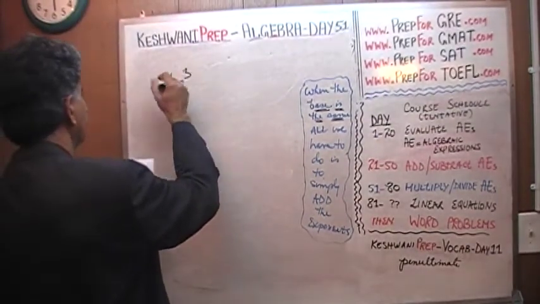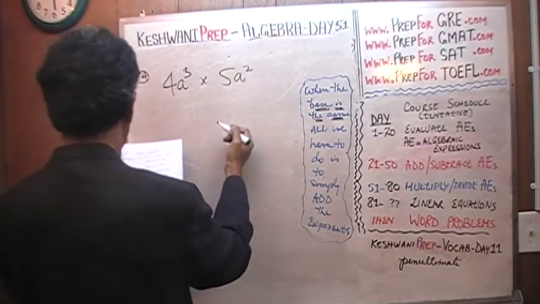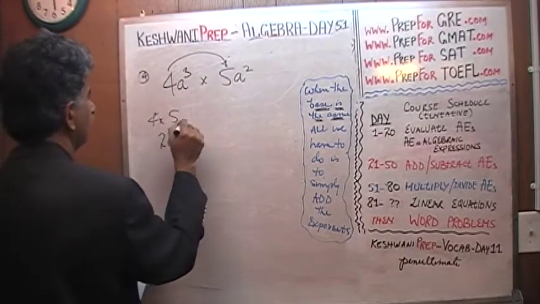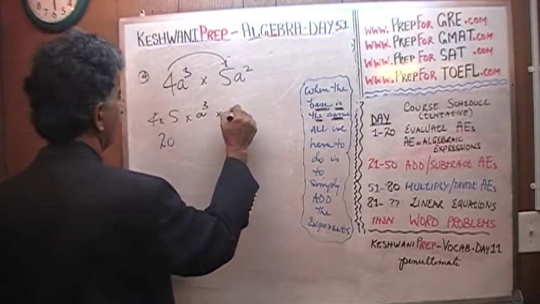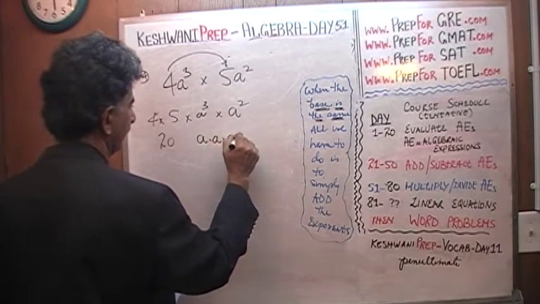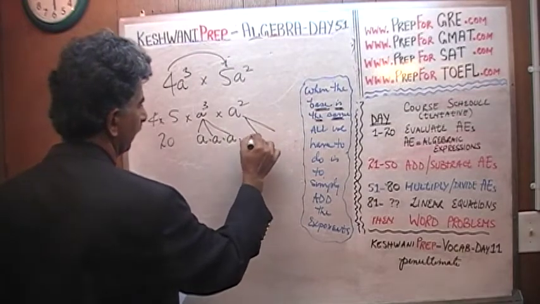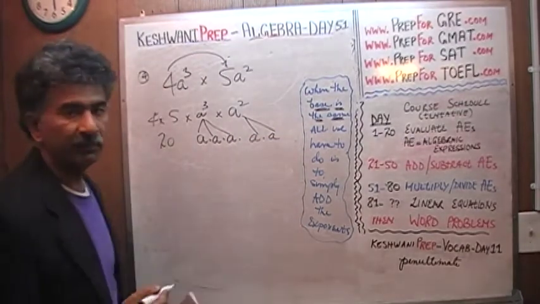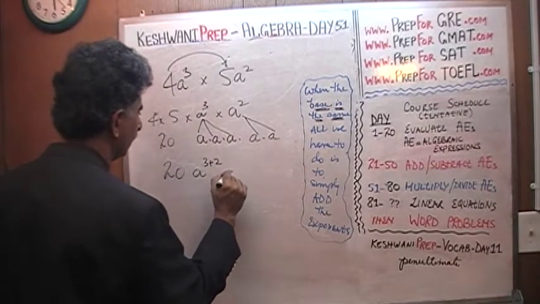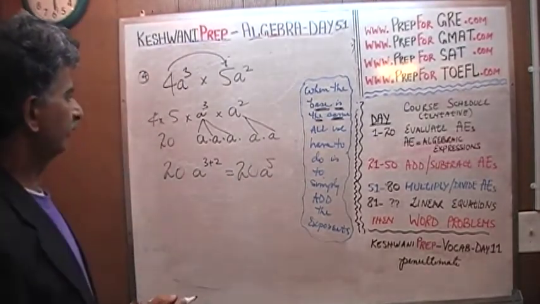4a cubed times 5a squared. 4 times 5 is 20. And then we have a cubed times a squared. A cubed is the same as a times a times a, and a squared is a times a. So basically it's a being multiplied 5 times, which is the same as 20 times a raised to 3 plus 2, or a raised to the 5th power.